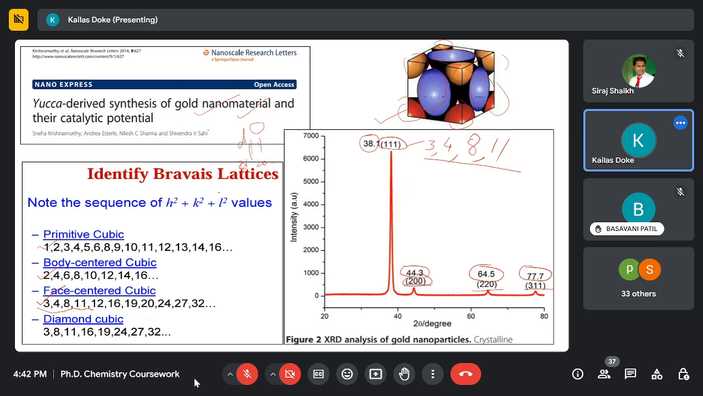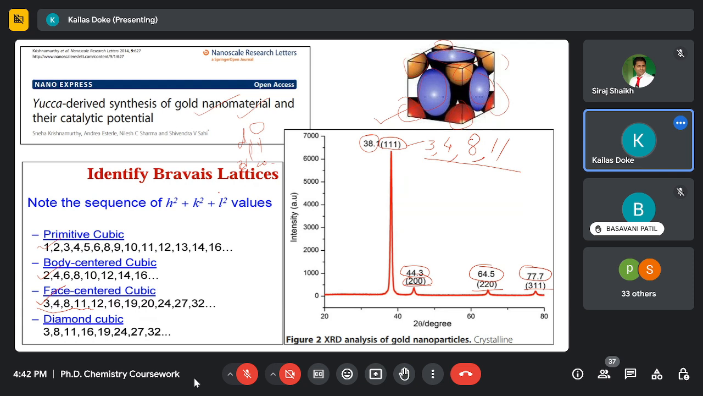So again, you will observe that for both the magnesium oxide crystals, the indexing pattern of H square plus K square plus L square comes as 3, 4, 8, then next is 9, next is 12. Such a pattern is observed, which indicates that there is a missing peak. Yeah, 11, not 9, 11, 12, which indicates that again this magnesium oxide nanoparticle is an FCC type of lattice. Is that clear?